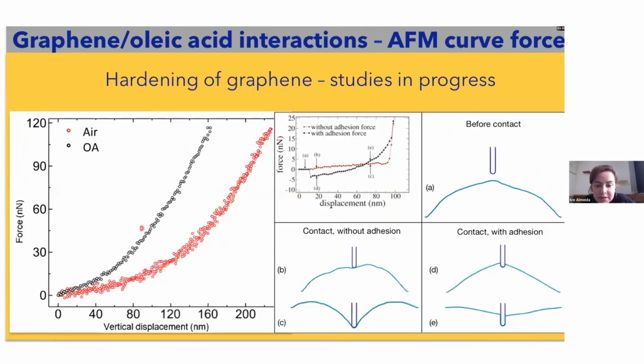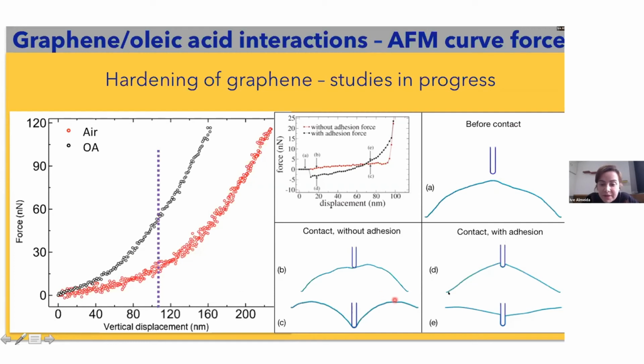We performed the same indentation measurements as described before, but now we are seeing the opposite effect. Now to reach a given vertical displacement, the wet membrane, the membrane with oleic acid underneath, needs to be under considerably bigger force than for the dry state. So we are trying to understand this apparent hardening of graphene in the presence of oleic acid.